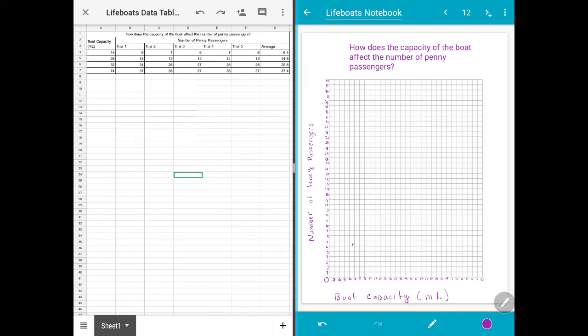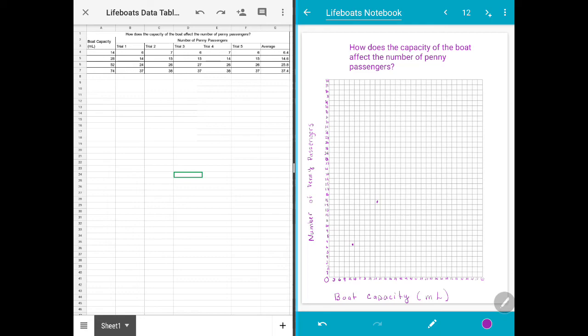My next values. My boat capacity is 28. My average is 14.6. So 28, here's 27, here's 30. So 28 will obviously be closer to 27. I'm going to go up until I find, there's 14, and it's 14.6, so it's going to definitely be at least halfway up.